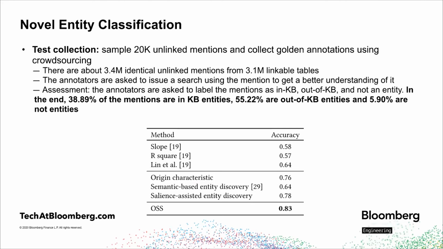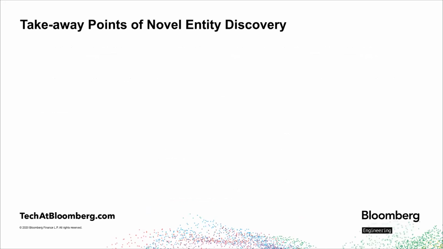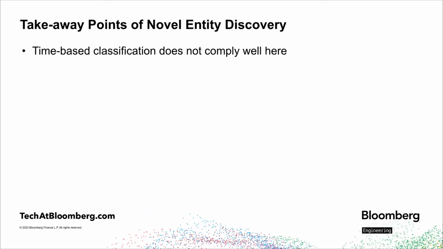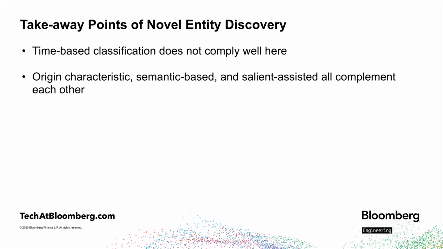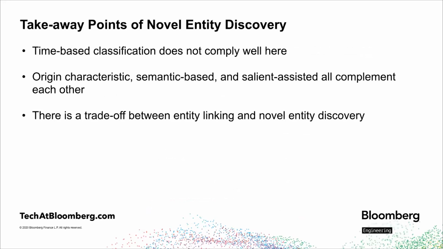The result table is not surprising when we compare different aspects. One thing I want to mention is that the first baselines, slope and R-square, use the time-based method. However, the time-based method does not compare here for tables, because the mentions in tables are biased, and the 3 aspects complement each other, and there's a trade-off between linking and null entity discovery. That means, of course, we want a good result from unlinking. If we can do 100%, then null entity discovery will be much easier. However, we are limited by recall or precision. So the good thing for us is that we have null entity discovery for making up.